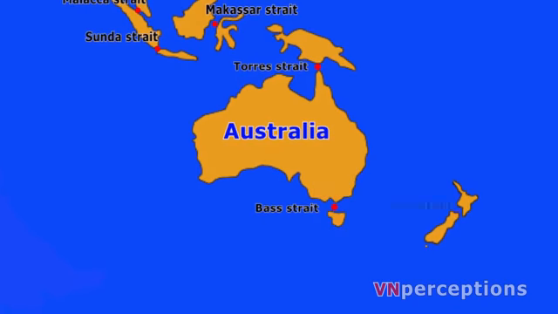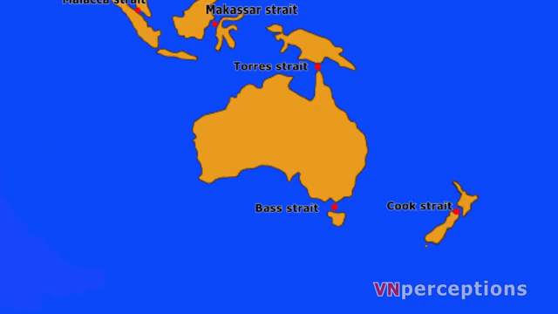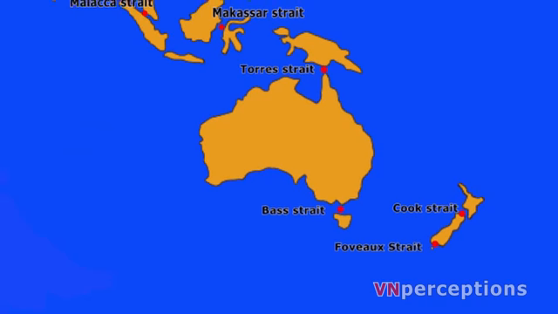Next one is the Cook Strait. This lies between the North and the South Islands of New Zealand. It connects the Tasman Sea on the northwest with the South Pacific Ocean on the southeast and runs next to the capital city, Wellington. Next one is the Foveaux Strait. It separates Stewart Island from the South Island.